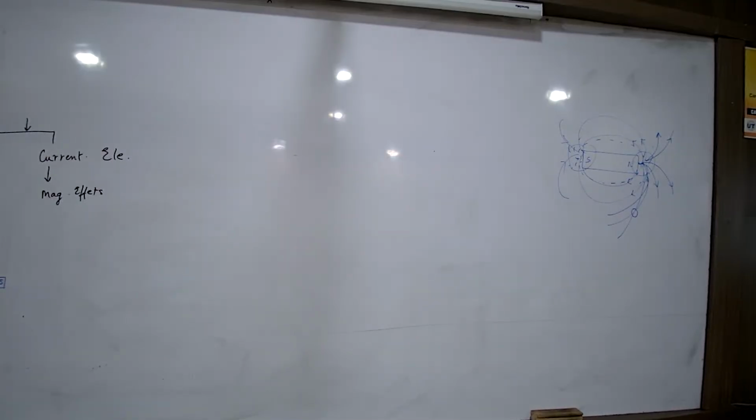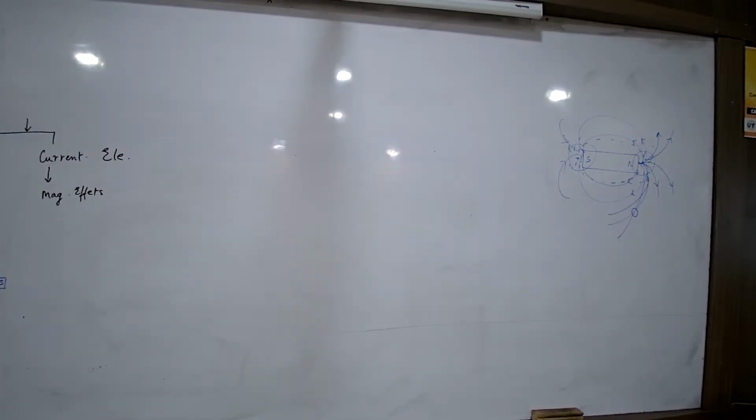Okay. In the same point, you will write, thus, the magnetic field lines are closed curves. Thus, the magnetic field lines are closed curves. Okay. Next point, what will you write?